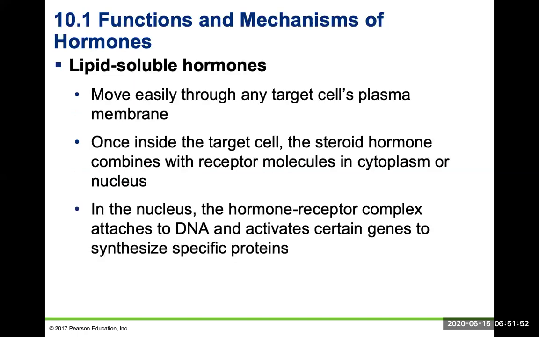Lipid soluble hormones can move easily through any target cell's plasma membrane, because the plasma membrane, if you remember, is made of lipids, that phospholipid bilayer. Lipid soluble hormones can get through the target cell's membrane easily. Once inside the target cell, the steroid hormone can combine with the receptor molecules, and then in the nucleus, the hormone receptor complex attaches to DNA and activates certain genes and synthesizes specific proteins.